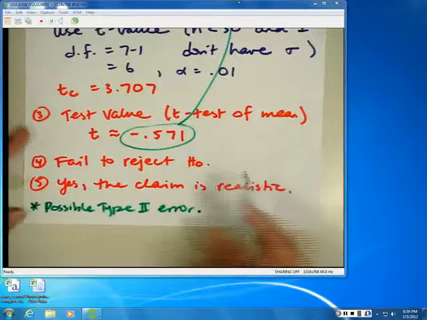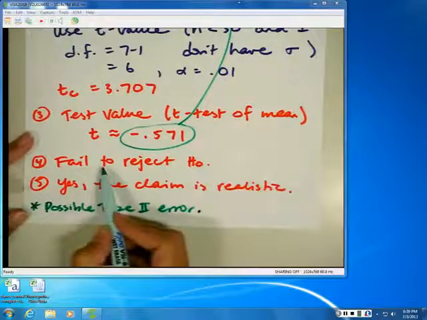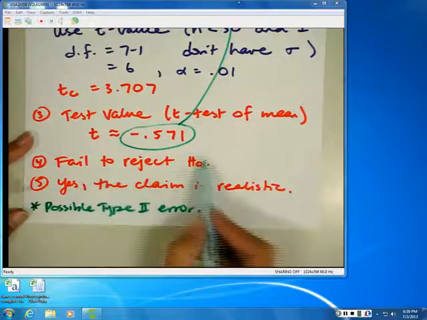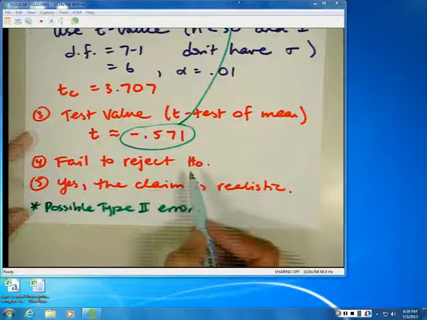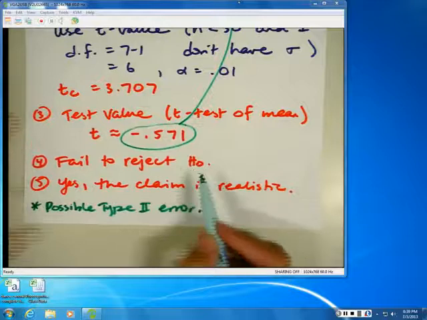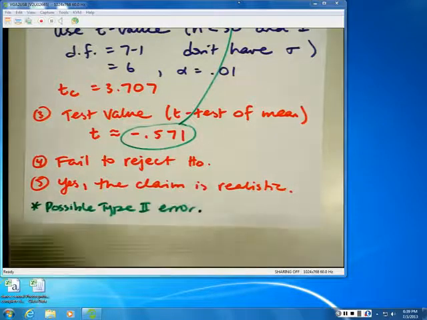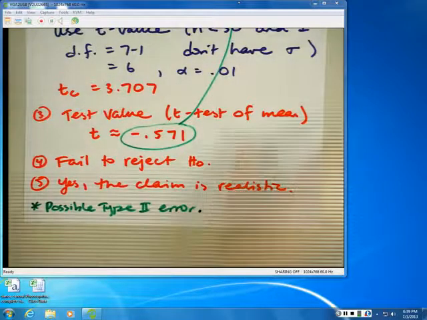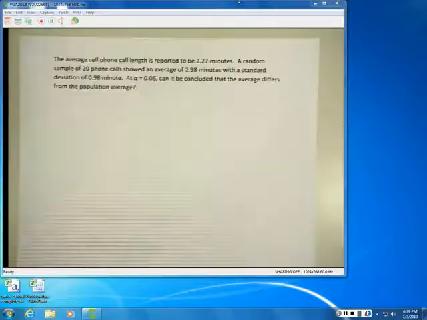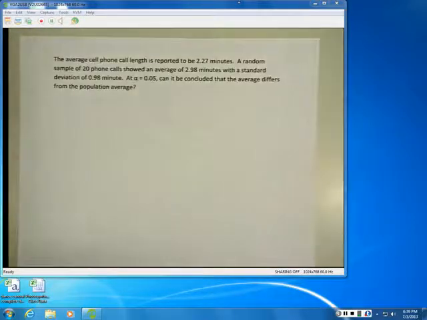And that's where we failed to reject when this was really not true. Maybe the average size is really 1,000, or maybe it's really 22 or something. But we failed to reject when maybe we shouldn't have. That's the possible type 2 error. Let's do one more t-test. Okay, so on to this one.